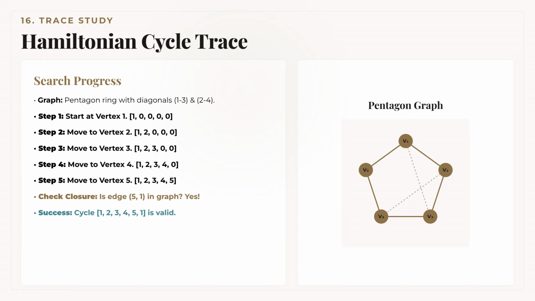This process continues until either all Hamiltonian cycles are found or every possibility has been explored. The Hamiltonian cycle problem beautifully illustrates the power of backtracking. Even though the search space is enormous, the algorithm intelligently eliminates invalid paths long before they become complete solutions.